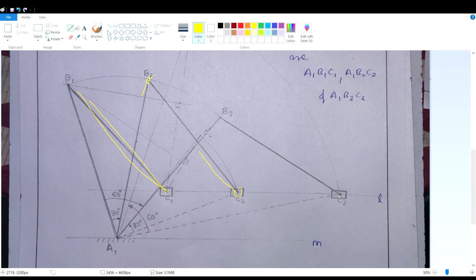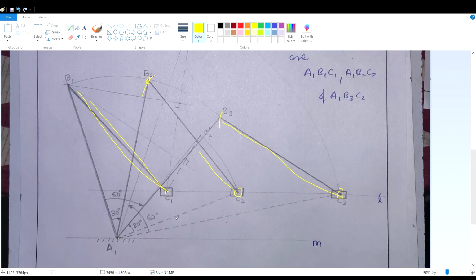Similarly, taking C3 as center and this length as radius, we will cut an arc on this arc, and this point will give B3. After joining A1 B2 C2 and A1 B3 C3, we will get three different positions of the slider crank mechanism. So this is the required slider crank mechanism.